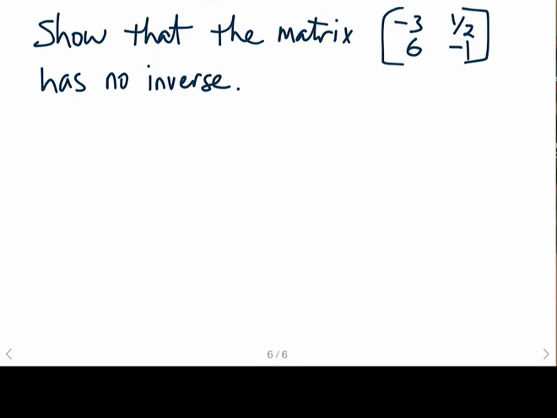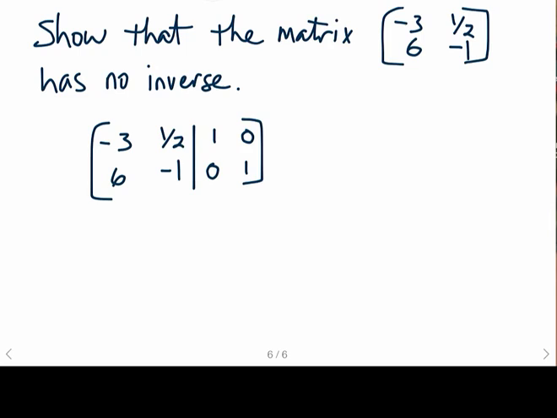I'm going to move on to this next example. Show that the matrix -3, 1/2, 6, -1 has no inverse. Since it's a square matrix, I don't get to say, oh, the dimensions don't match, so it can't. All I can do at this point is go ahead and try to find an inverse. So I'm going to set up my augmented matrix: -3, 1/2, 1, 0, 6, -1, 0, 1. And then perform row operations.